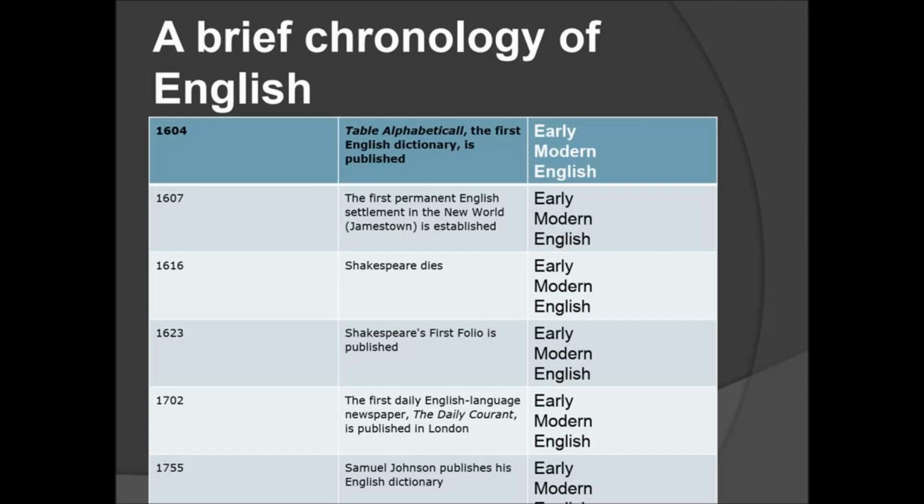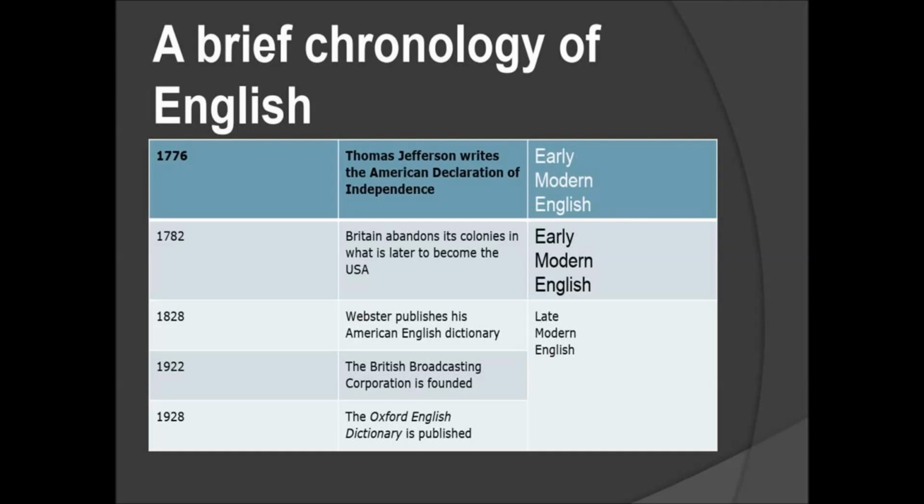1702, the first daily English language newspaper, the Daily Courant, is published in London. 1755, Dr. Samuel Johnson publishes his English dictionary. 1776, Thomas Jefferson writes the American Declaration of Independence. 1782, Britain abandons its colonies in what is later to become the USA. 1828, Webster publishes his American English Dictionary, now famously known as Webster's Dictionary. 1922, the British Broadcasting Corporation, BBC, is founded. 1928, the Oxford English Dictionary is published for the first time.